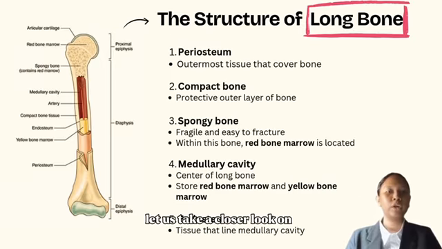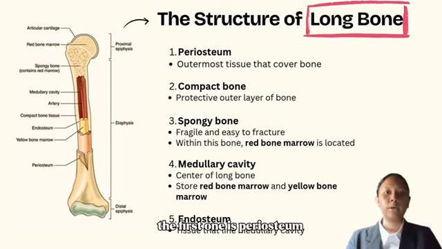Let us take a closer look at the anatomy of the bone. There are 5 layers to take note of. The first one is periosteum. Periosteum is the outermost tissue layer that covers the bone. The second one is compact bone. Compact bone is a protective layer that gives strength to the bone.